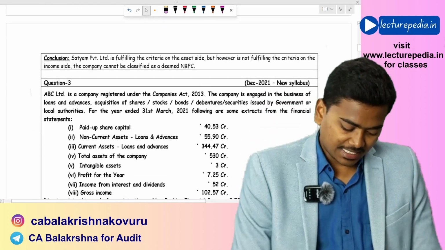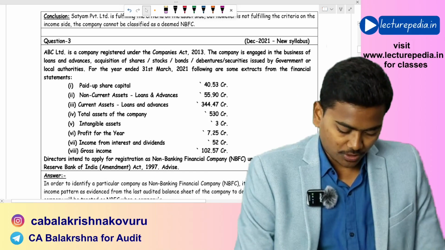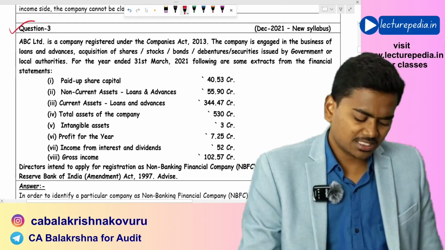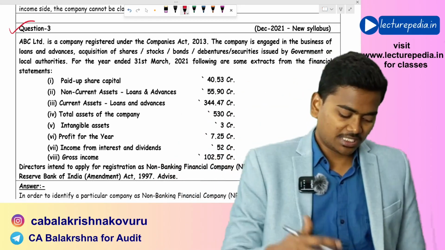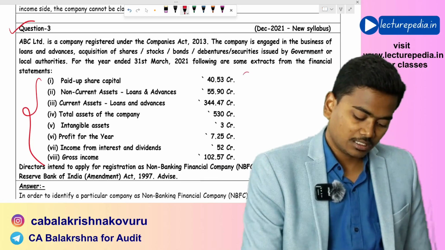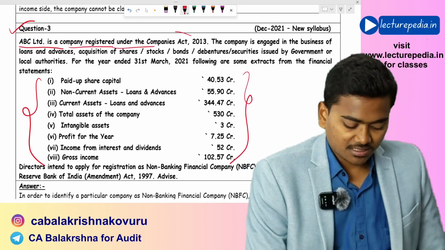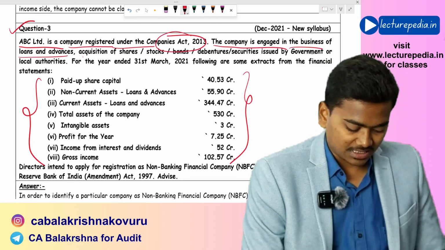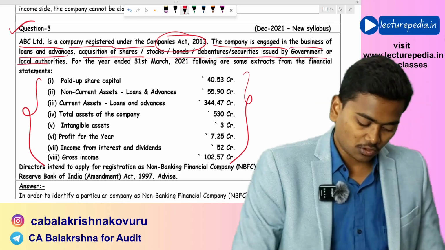Next, regarding that, we have a particular problem. Let us see question number 3, which is again based on the same concept, the 50-50 test, but here we will be solving the numbers. ABC Limited is a company registered under the Companies Act 2013. The company is engaged in the business of loans and advances, acquisition of shares, stock, bonds, debentures, securities issued by government or local authorities.